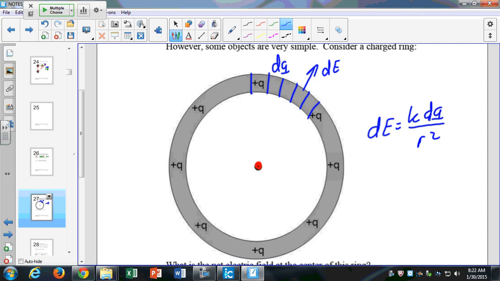What is the net electric field at this point due to this ring of charge? It is 0 because of our symmetry. I know we're almost out of time, but because of our symmetry, I get vectors that all go in these directions, and so that adds up to a net electric field of 0.